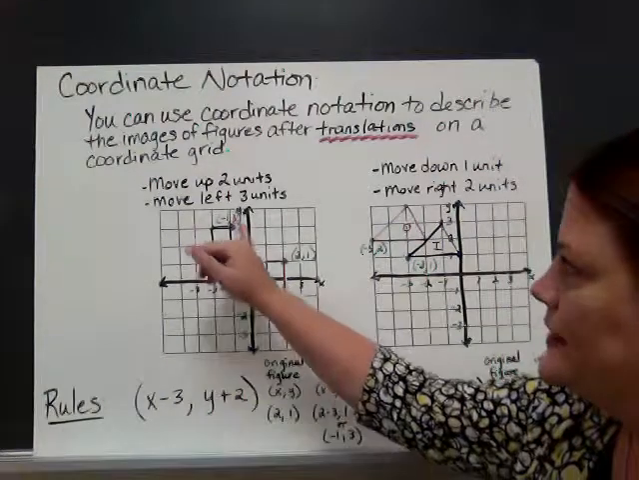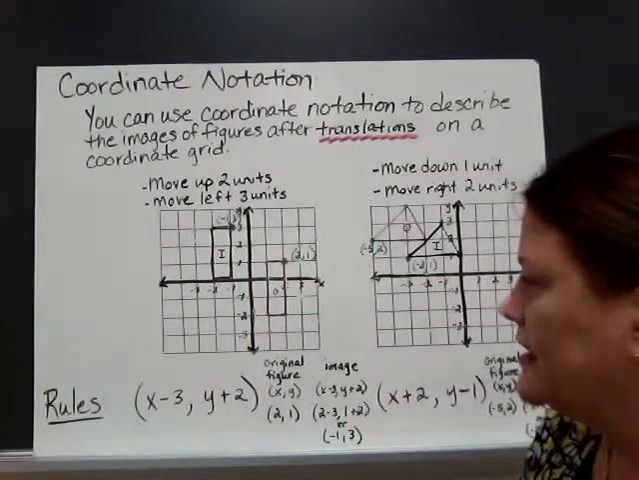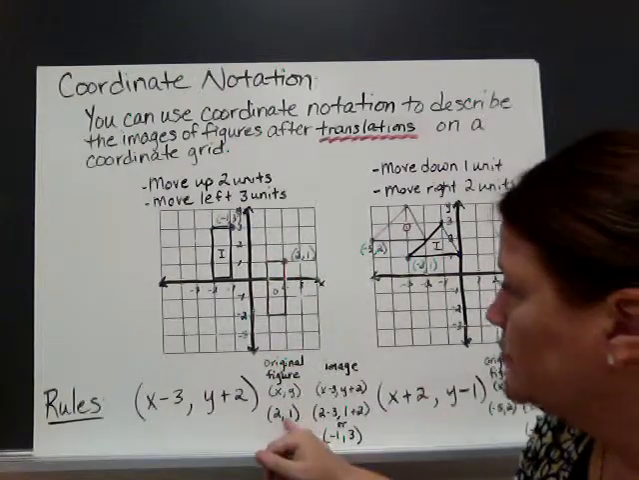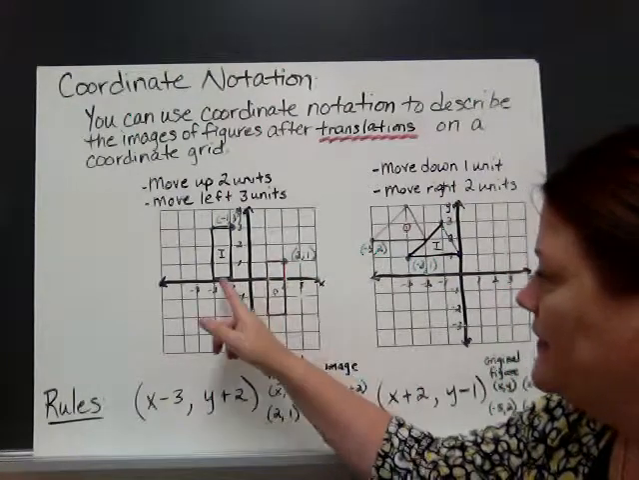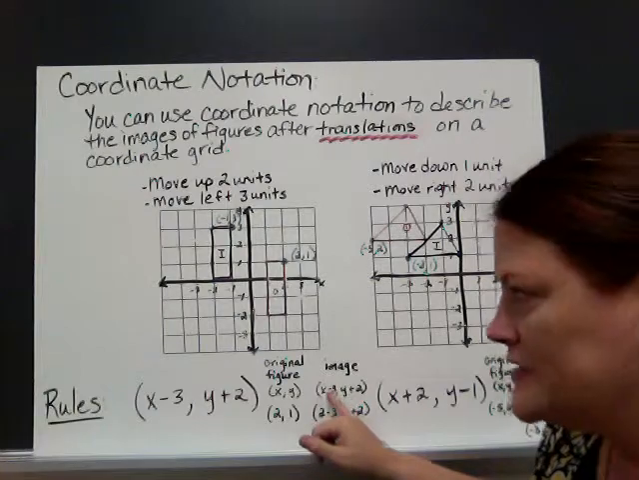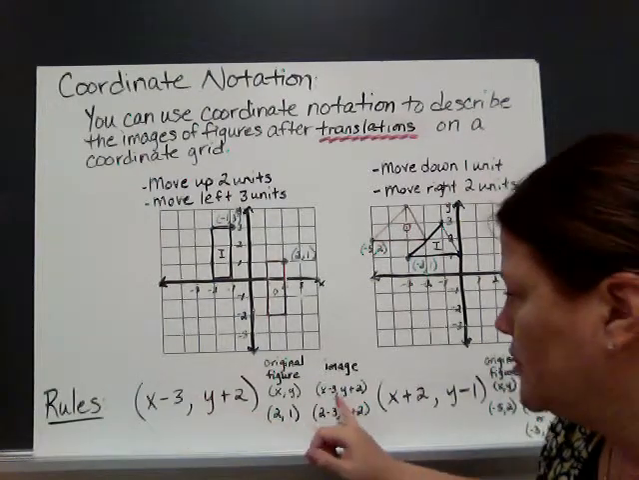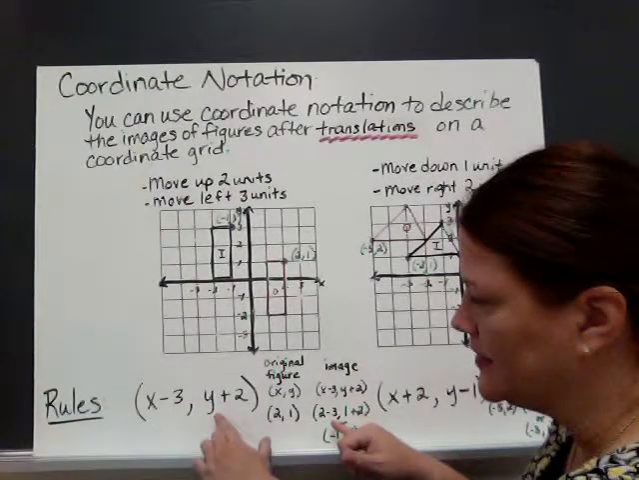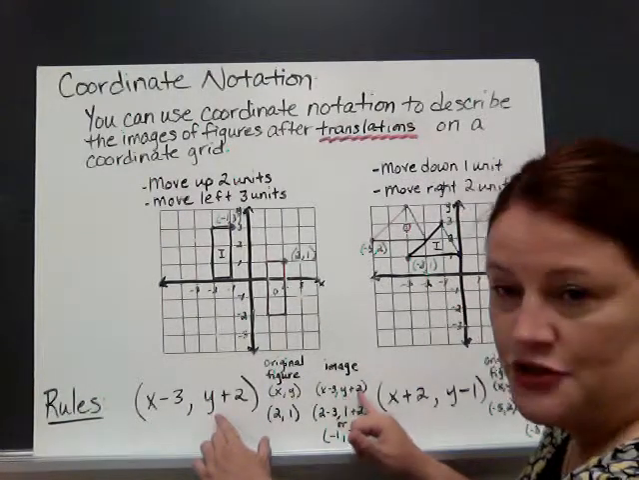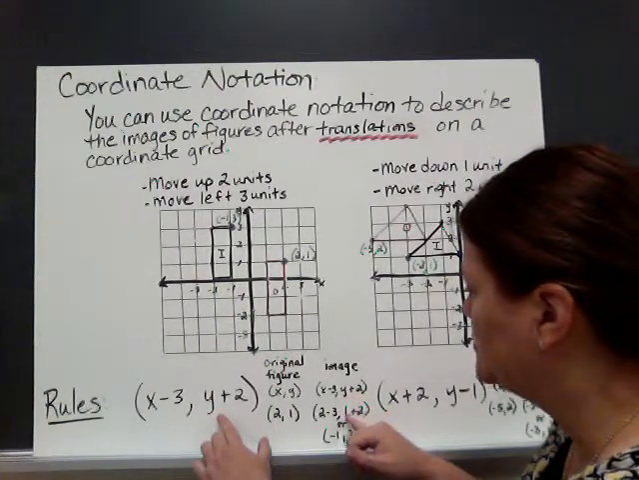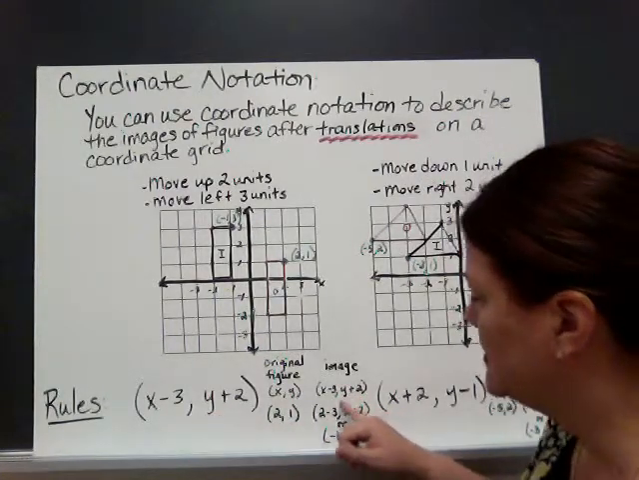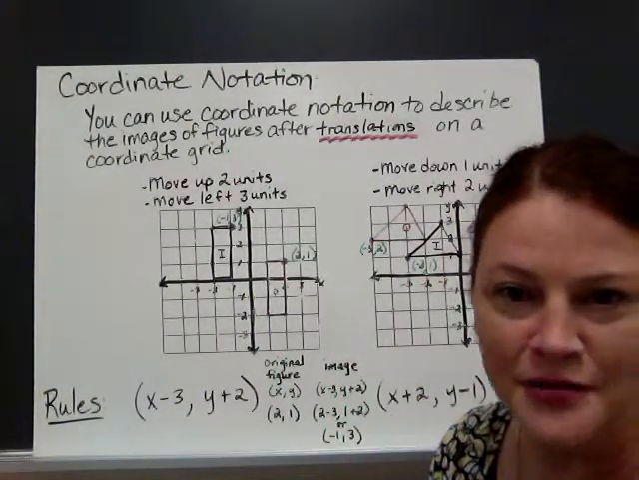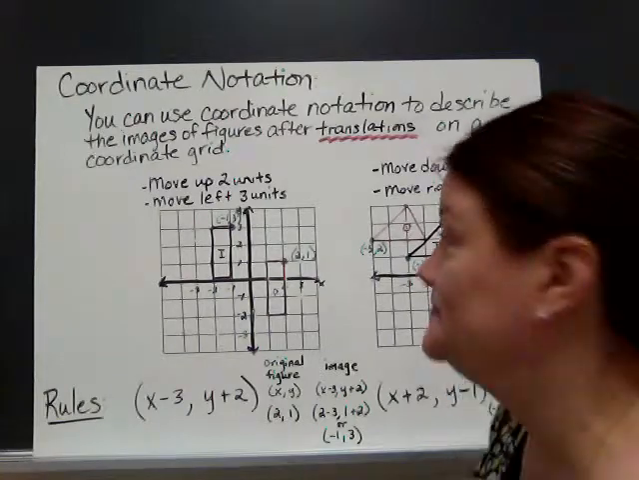So let's look at the point that I have noted on each of the rectangles. On the original figure, this point in the upper right-hand corner, the coordinates are (2, 1). On the image, the rule said that I'm subtracting 3 from the x-coordinate, so that would be 2 minus 3. And then for the y-coordinate of my image, I'm going to add 2. So I have y plus 2, which is 1 plus 2. So I get the new coordinate of my image as (-1, 3). Let's look at the next example.